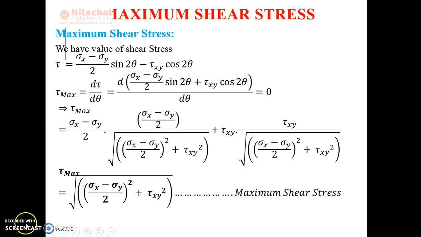So in this way we find the value of maximum shear stress as square root of ((sigma x minus sigma y) by 2) whole square plus tau xy square. Another is the maximum principal stress, sigma x plus sigma y by 2 plus square root of ((sigma x minus sigma y) by 2) whole square plus tau xy square. And another is sigma minimum, (sigma x plus sigma y) by 2 minus square root of ((sigma x minus sigma y) by 2) whole square plus tau xy square.